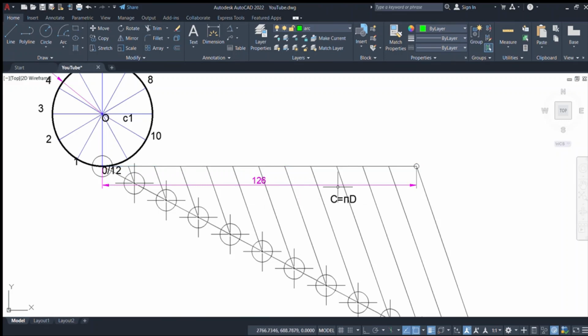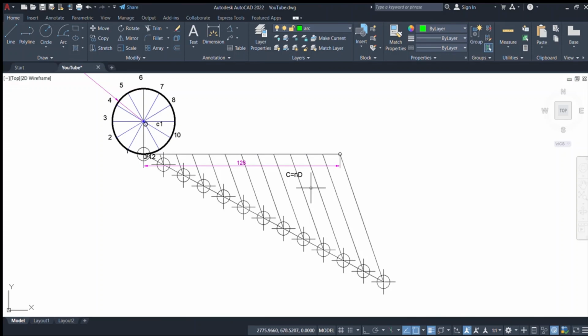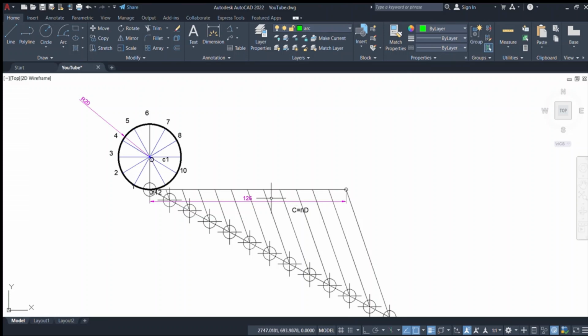Subdivide this path into 12 points. If you don't know how to subdivide, kindly check the video that I did on the subdivision of a line into any equal parts. So once we get here, let's draw vertical lines at each of these points.